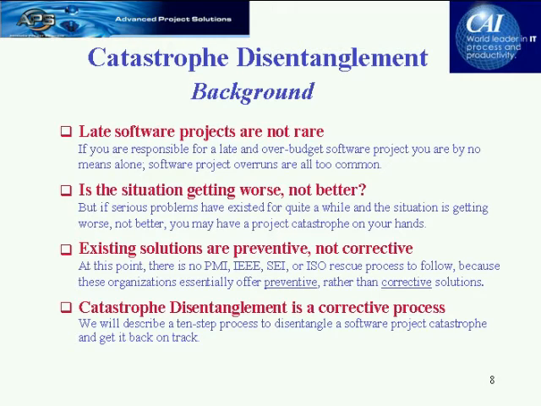We are basing, or I'm basing, the presentation today on the book Catastrophe Disentanglement, which was published in 2007 by Addison Wesley, and was fortunate to win the 2007 Jolt Award. We will provide more information. Obviously, we're not going to read the whole book here today. We will go through the essentials of the catastrophe disentanglement process. But at the end of this presentation, there will be sources for more information and more details for those who are interested.